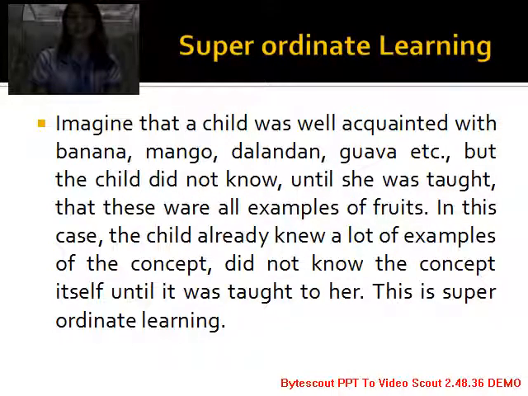Imagine that a child was well acquainted with banana, mango, dalandan, guava, etc. But the child did not know until she was taught that these were all examples of fruits. In this case, the child already knew a lot of examples of the concept, but did not know the concept itself until it was taught to her. This is superordinate learning.